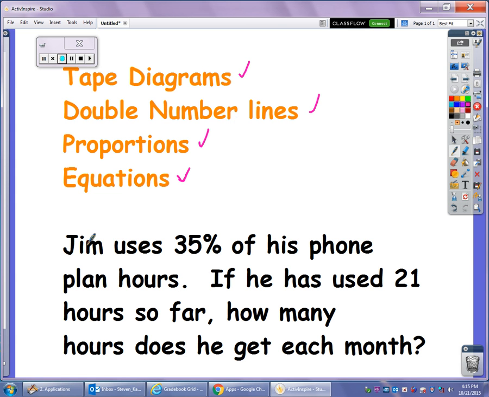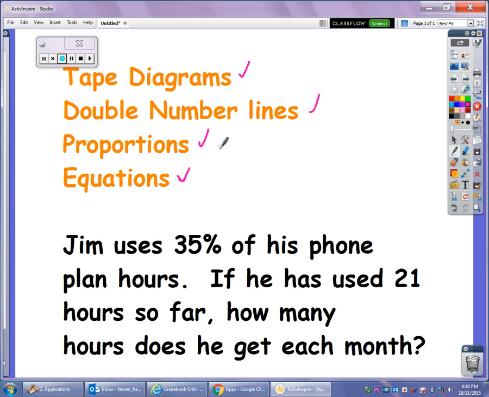So this problem is: Jim uses 35% of his phone plan hours. If he has used 21 hours so far, how many hours does he get each month? Go ahead right now and pause the video and try. I'm going to do this in this order. If you do one at a time and just keep playing, pause the video, then play the video, hopefully it will help you understand each of them.